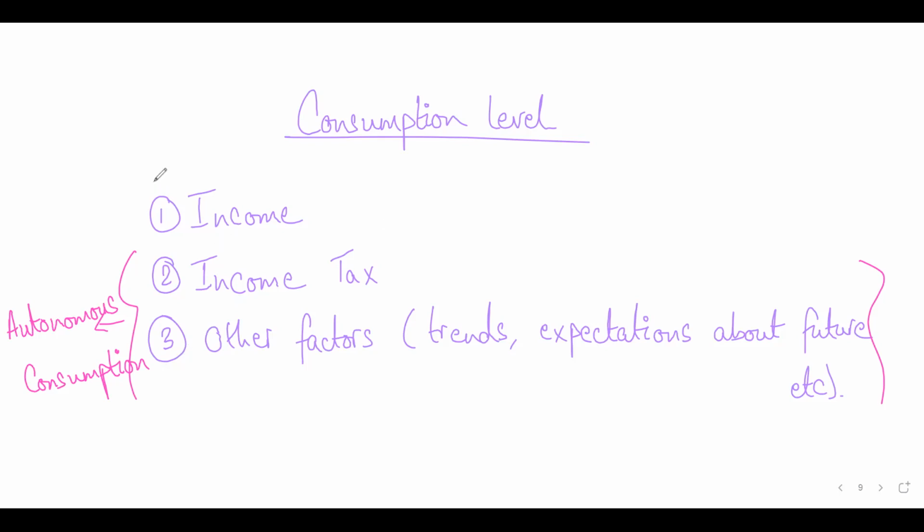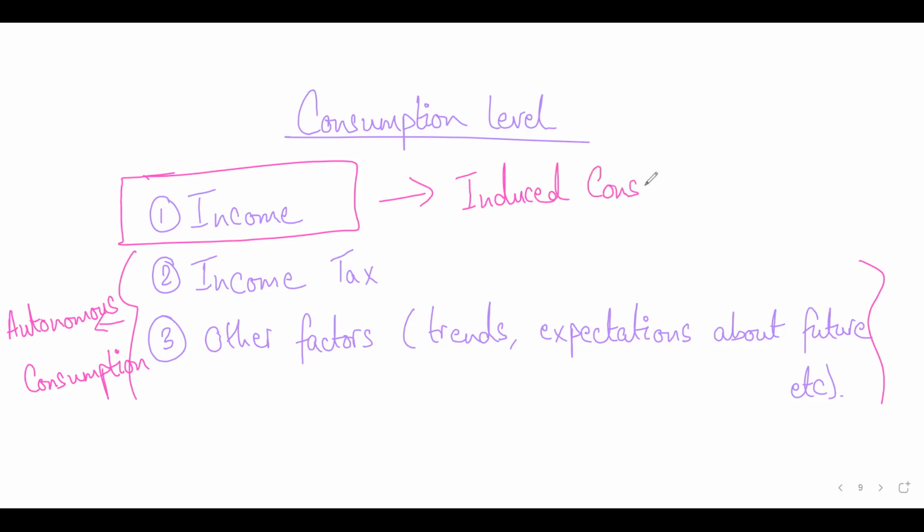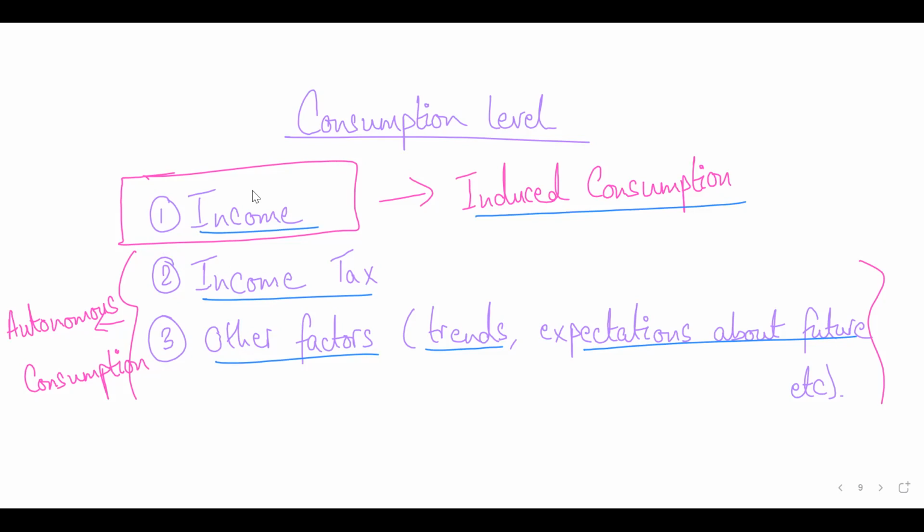This other factor, which is the main factor which affects consumption, is income. This is known as induced consumption, right? Now, this is some special wording that economists use to differentiate between autonomous and induced consumption. So do remember that the component of consumption that depends on other factors like income tax, trends, expectations about the future, etc. is called autonomous consumption, and the consumption that depends on the income level of an individual is known as induced consumption. Right? So let's write this down over here.